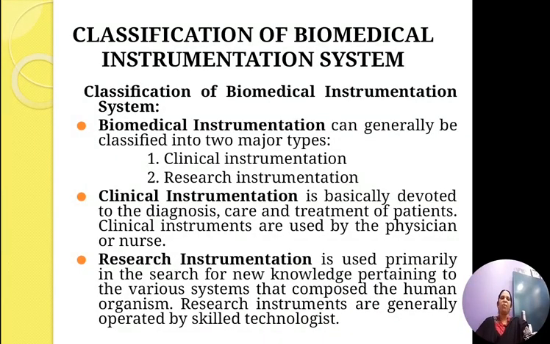Classification of biomedical instrumentation system. Biomedical instrumentation systems are classified into two major types: clinical instrumentation and research instrumentation. Clinical instrumentation is basically devoted to diagnosis, care and treatment of patients, and clinical instruments are used by physicians and nurses.